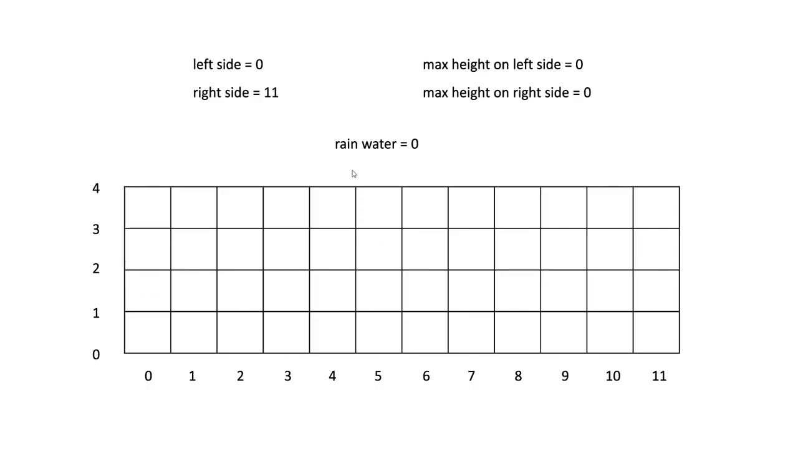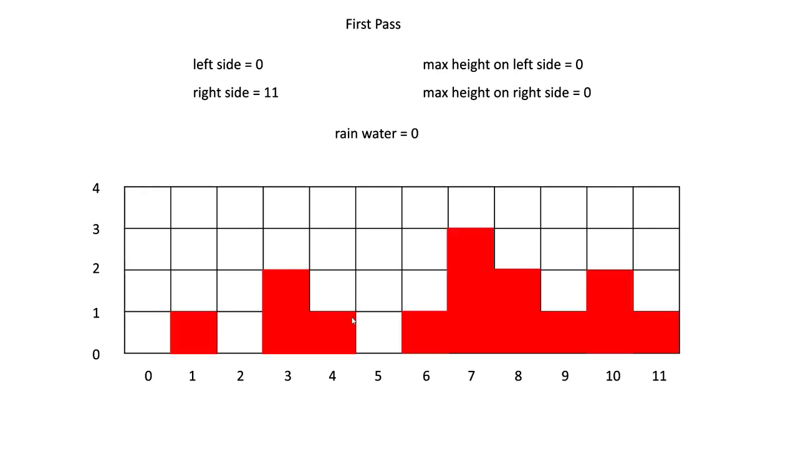So I'm going to use example 1. We're going to have 5 variables here. We're going to have a left side, which we initialize to 0, and the right side is going to be 11. The size of the array is 12, but because of the zero-based indexing, the right side is 11. So these 2 pointers start on the left and right. Then we're going to keep track of the max height on the left side as well as the max height on the right side. And then we'll pass back how much rainwater this solution can hold.